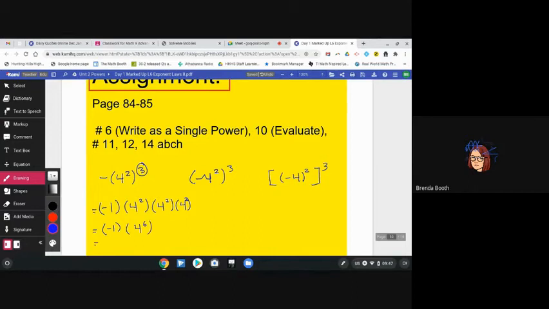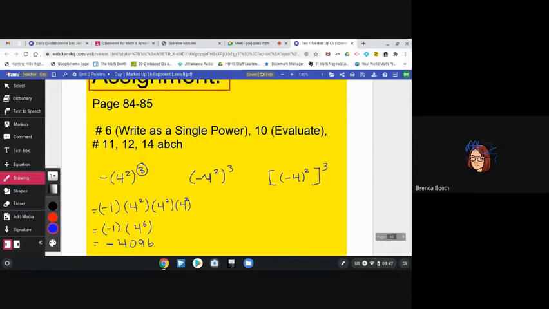And so if I was to evaluate this now, I would have 4 to the power of 6, which is 4,096, but it's also being multiplied by -1, so there'd be a negative in front of it. So this is the way that you can compare what they mean.